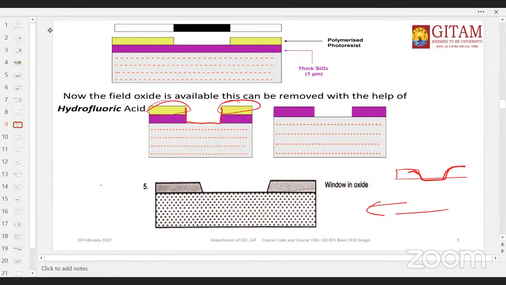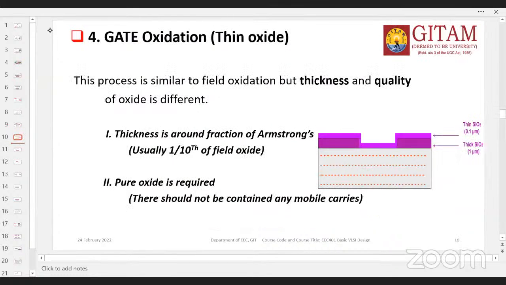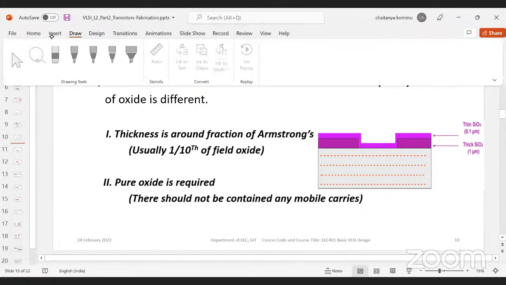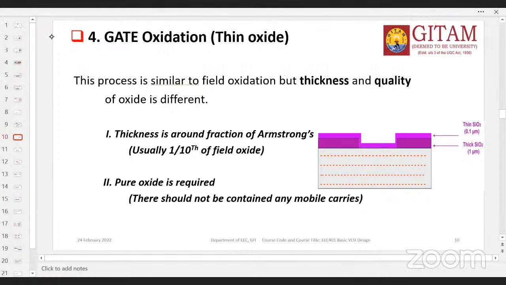If you want to have a selective removal, what do we have to do? Definitely, we have to do the photolithography process. Agree? Now, let us quickly move on to the next one. The next one is gate oxidation.